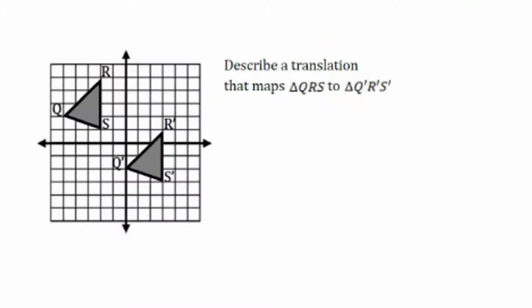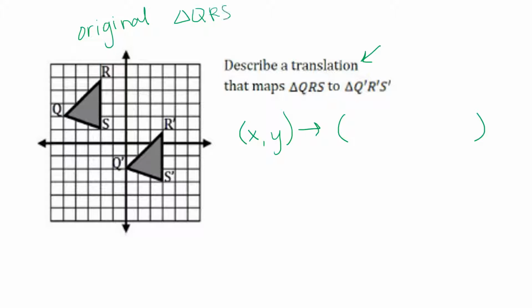All right, so our last example then already has that translated shape drawn on there for us. Our job then is to describe that translation using our notation. So again, we're going to have x comma y, and we're going to have to determine what the rules are, or what's happening from the original to our new created shape. So how do I determine which one's my original? The original is going to be the one that is not R prime. So our original is going to be triangle QRS.